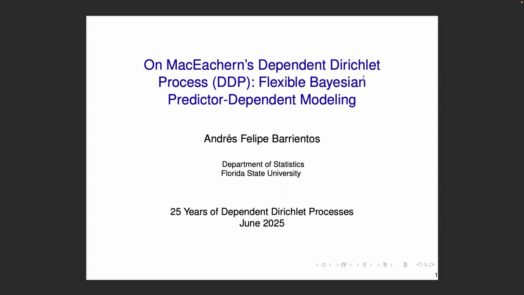The Dependent Dirichlet Process, or DDP, is a fundamental tool in Bayesian non-parametrics, has become one, and its impact continues to grow across theory, methodology, and applications. There are several ways that we can introduce the DDP, but today I will take a perspective grounded on my own experience. Over the years, I have encountered the DDP in the context of regression density estimation, and that's where I first saw its potential, and that's how I would like to begin my presentation.